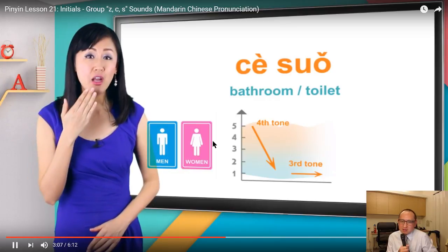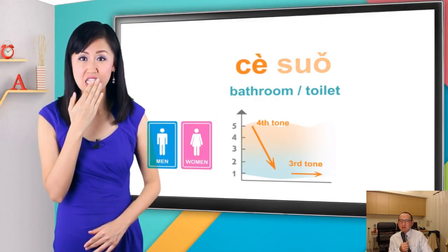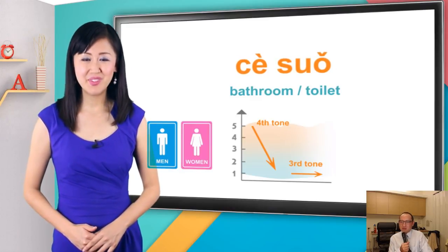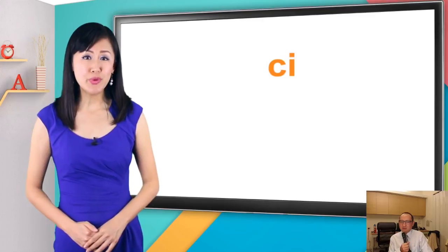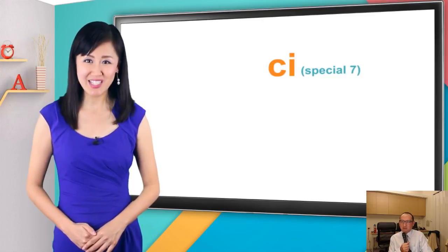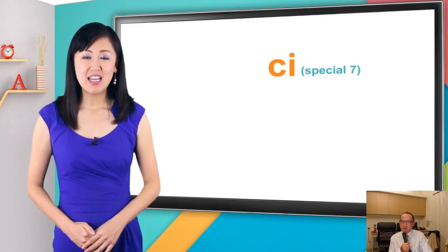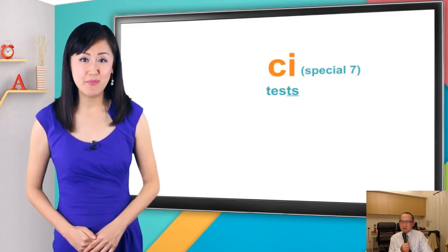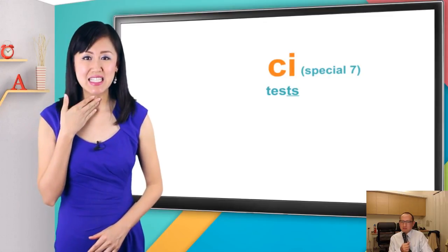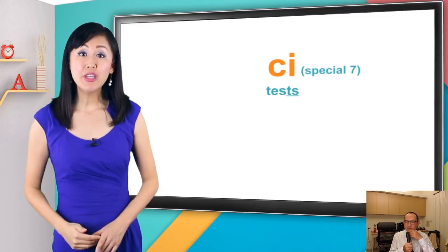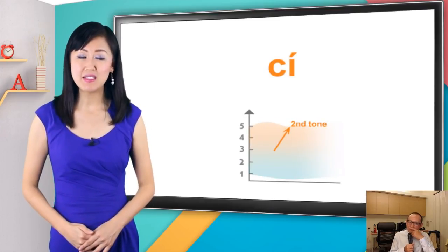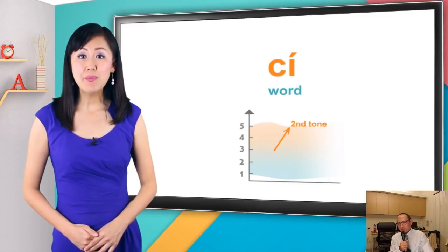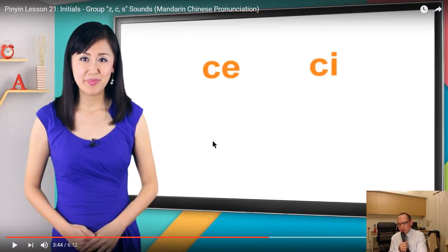Can you feel the air come out of your mouth as you say 厕, right? 厕所. Good. Let's also look at how to pronounce this initial when it's one of the special 7. CI is 吃, just like the TS in tests, but voiced. 吃. And if you give it a second tone, then you have the word that means word. 词. So let's compare CE and CI.